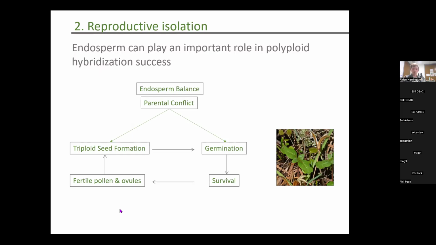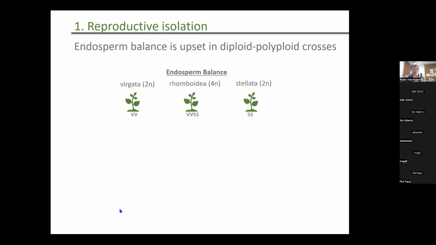And there are two related factors here, related concepts, which can provide us with a useful framework for making predictions about how successful crosses between polyploids and the progenitors will actually be. And those are endosperm balance and parental conflict. So I'll briefly overview these concepts. The key thing to know here is that endosperm balance is upset in diploid polyploid crosses.